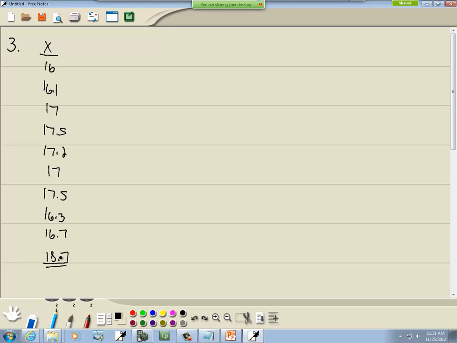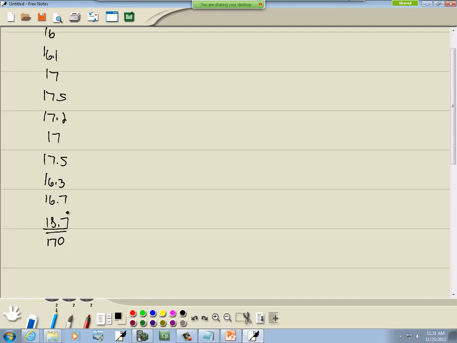Okay, so now if I add all these up, we're going to get 170. Now I've made this one come out nice. So then our mean, our X bar, is going to be the sum of our X values divided by N. So we're going to have 170. I think there's 10 of them, which gives us 17.